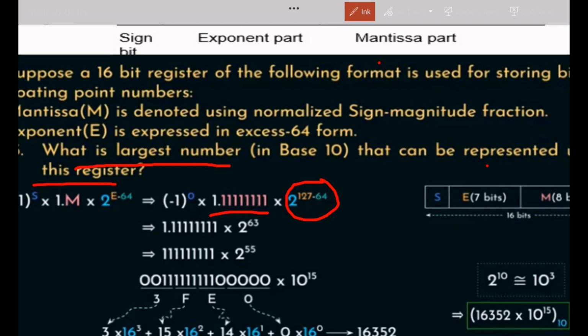What is e? E is 127. Why is e 127 here? Because you can see that 2 की power 7, already we told 2 की power 7. Actually what is this? 2 की power 7 is 128 minus 1. So because of this, e is equal to 127 minus bias. This is the maximum number.